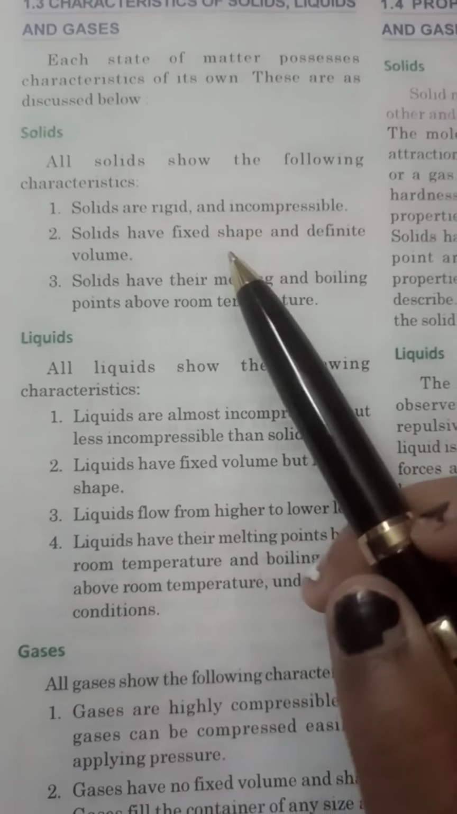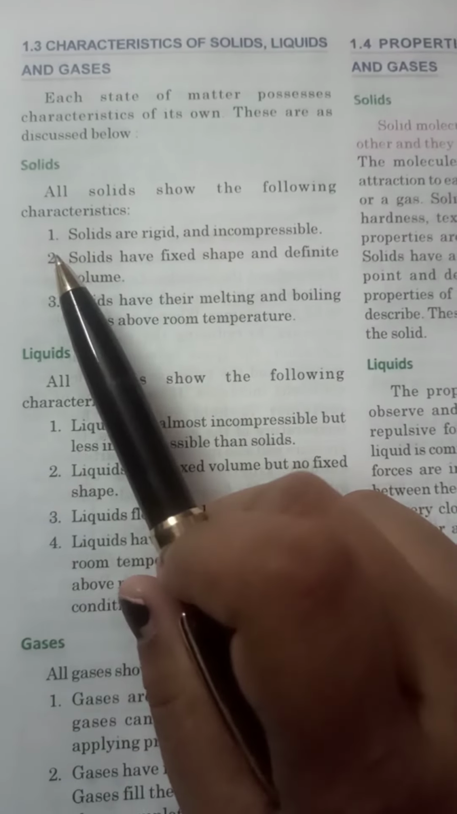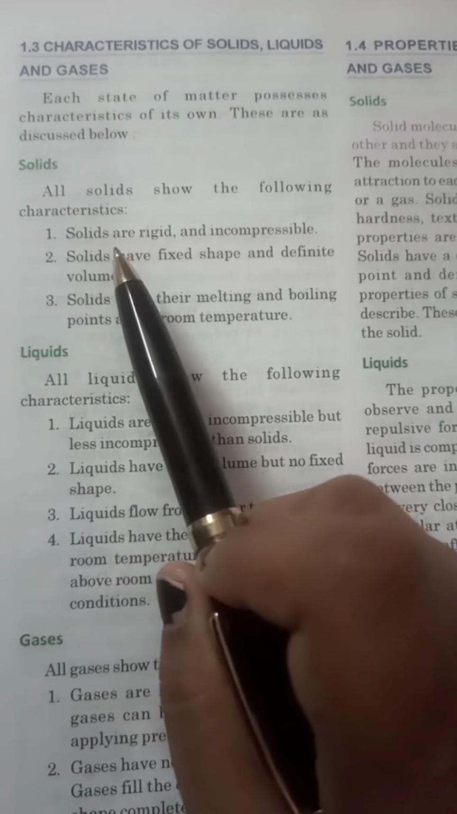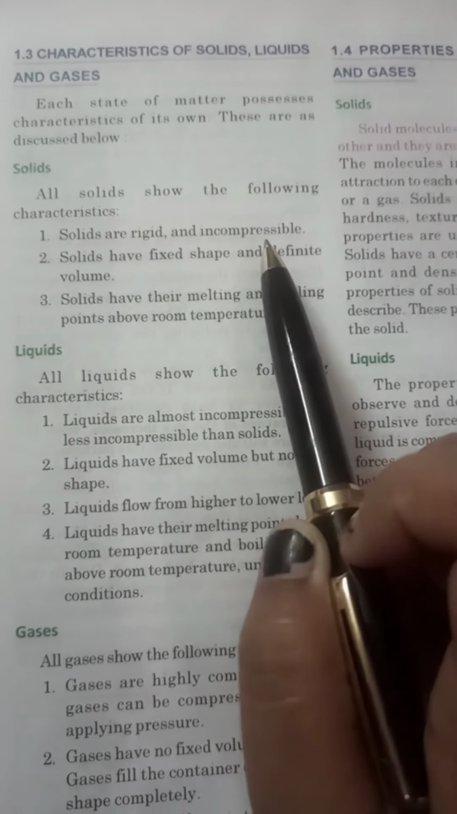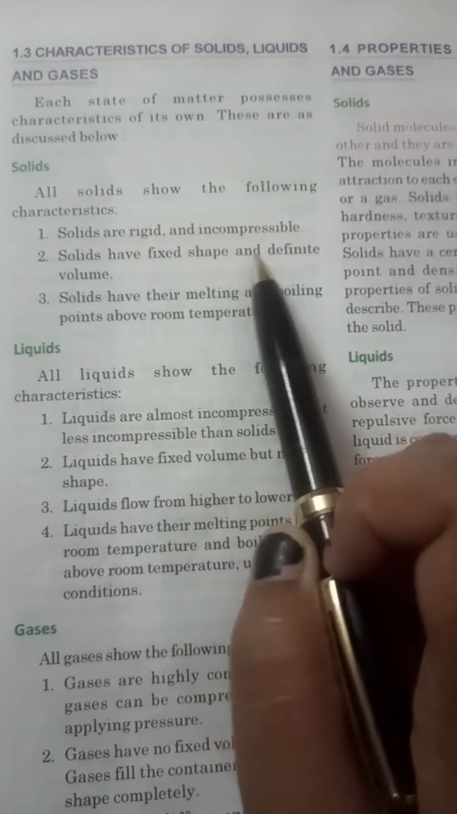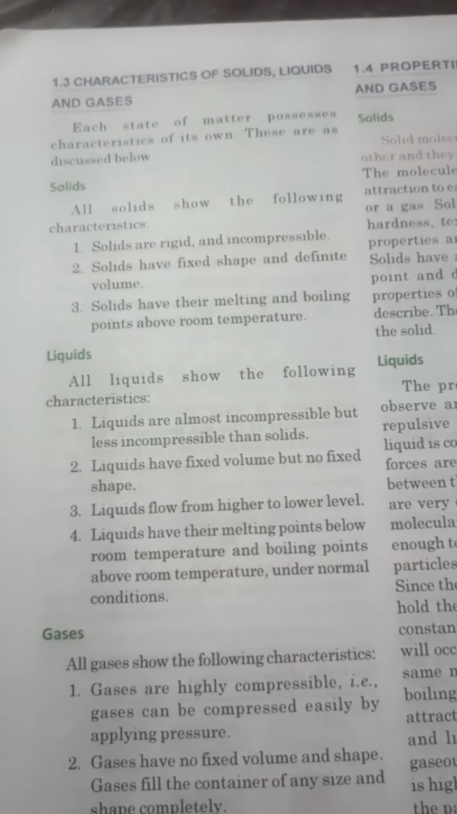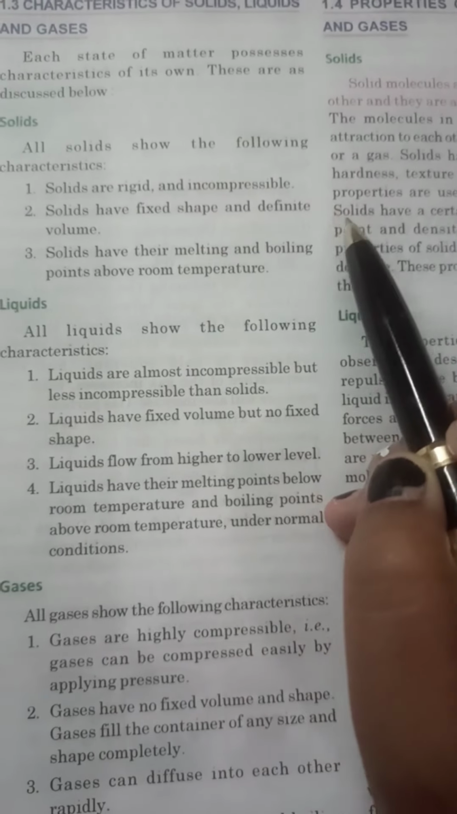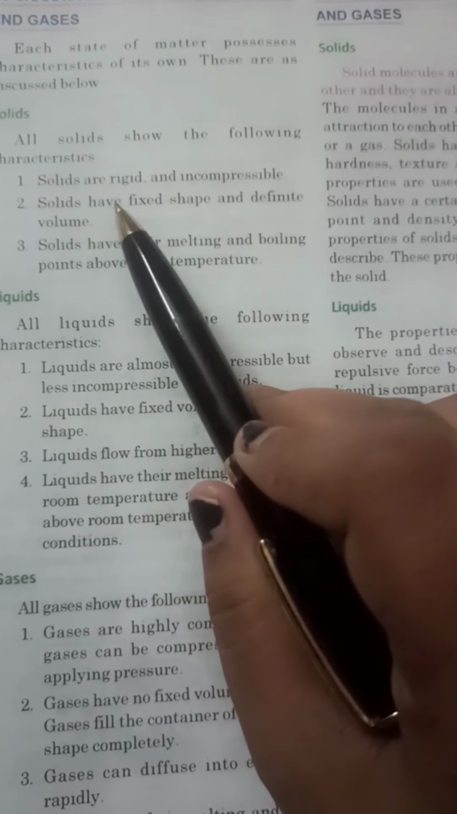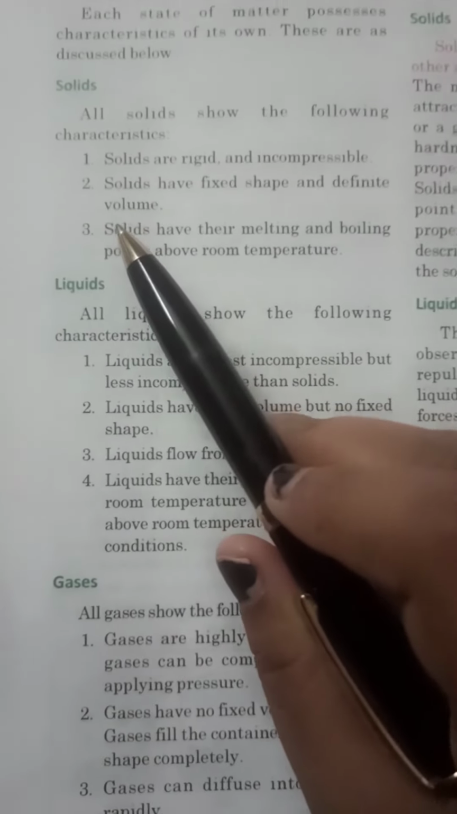First of all, let us study about solid. All solids show the following characteristics. First one is solids are rigid and incompressible. It means they are hard and we cannot compress them, right? Then second one is solids have fixed shape and definite volume.